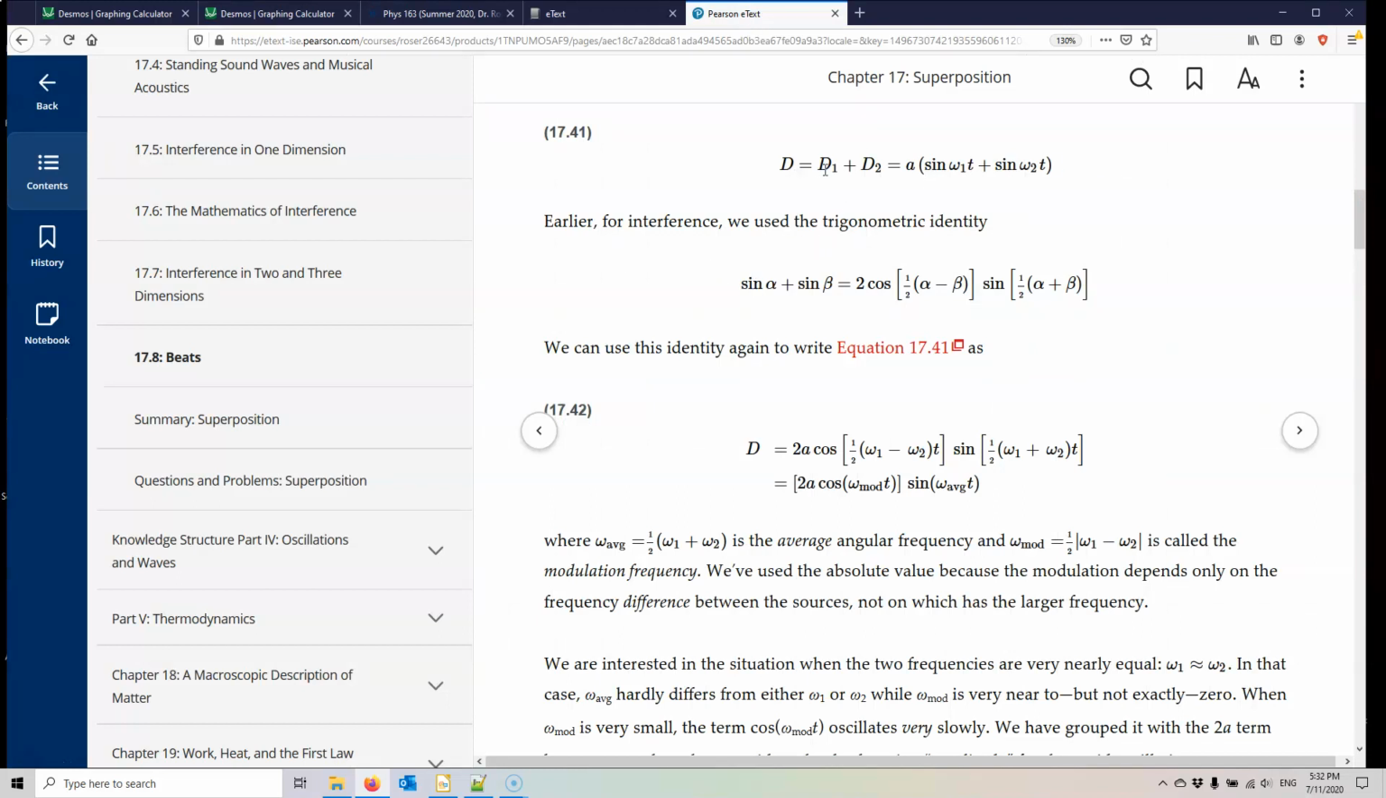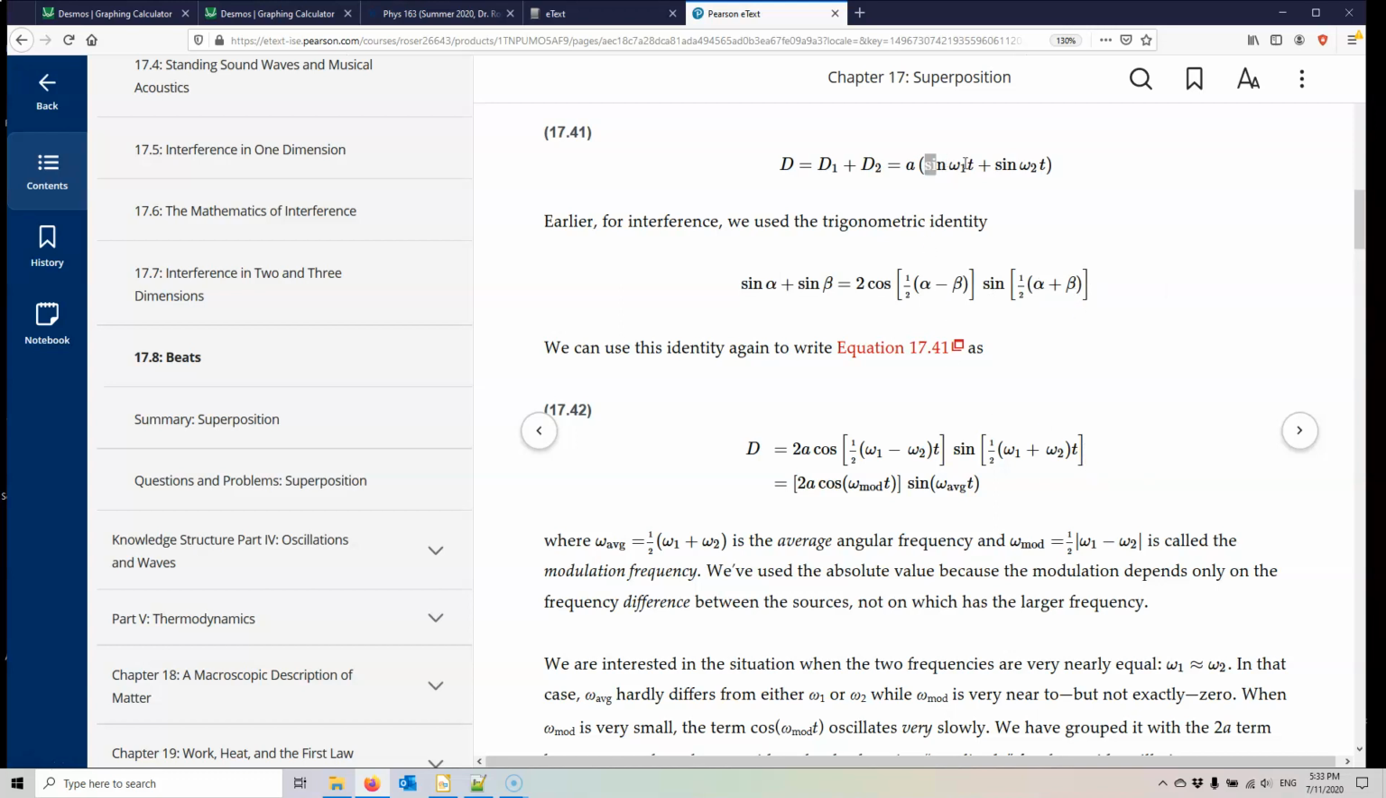Then the trick is, we're going to use the following trick identity. Remember, trick identities, we've used them before. They're one of our physics toolbox tools. You just have to know they exist, and remember that sometimes they're useful. There's this identity that says the sine of alpha plus sine of beta, for any two angles, is equal to twice the cosine of half their difference times the sine of half their sum.